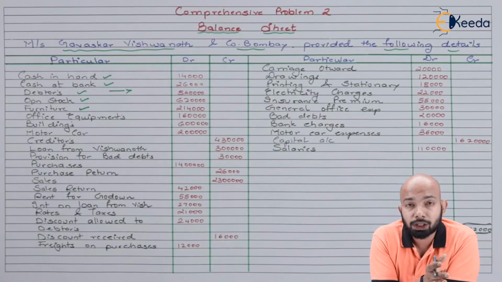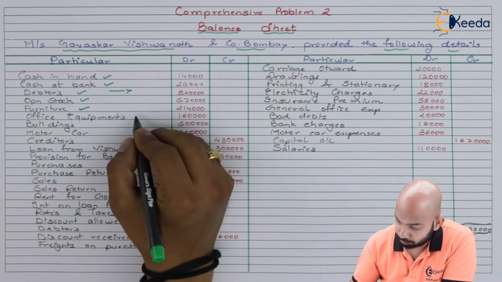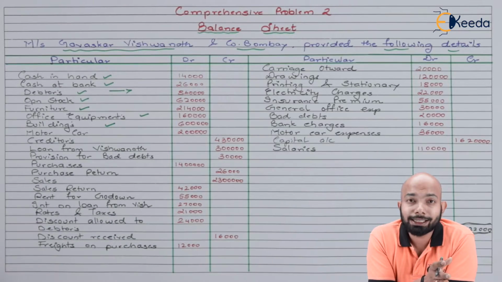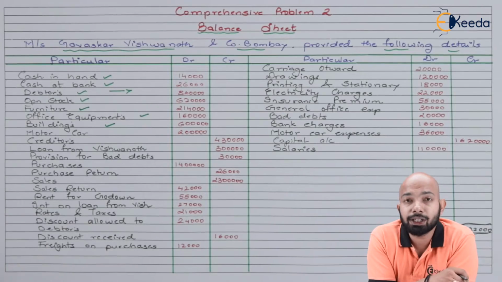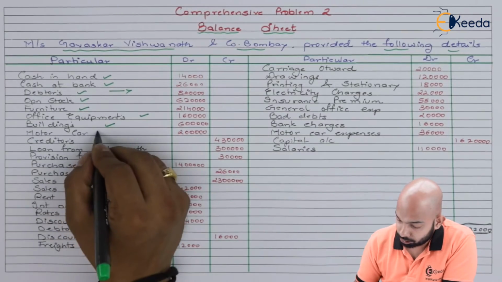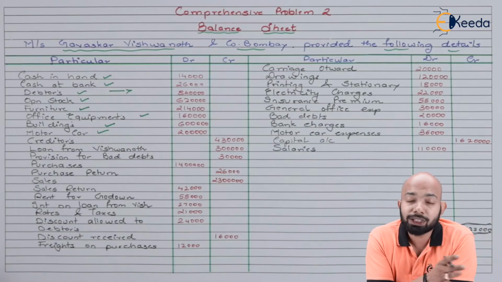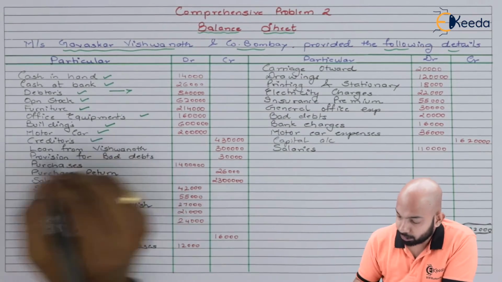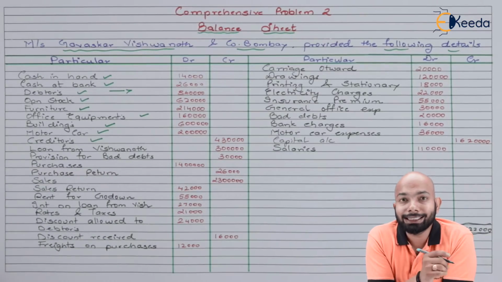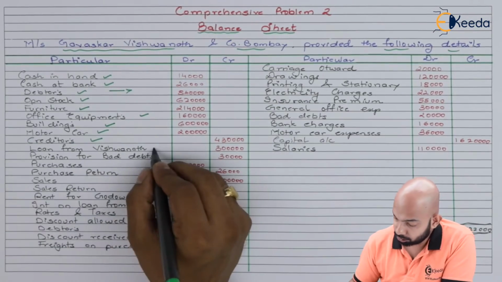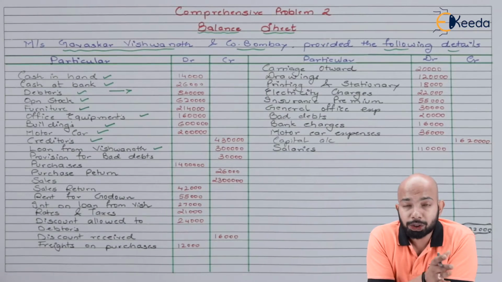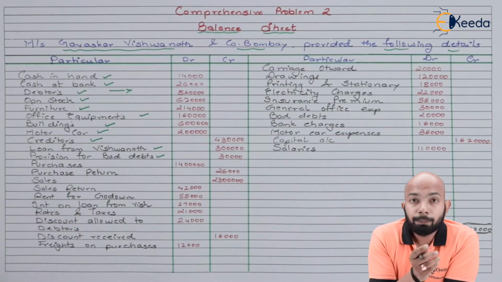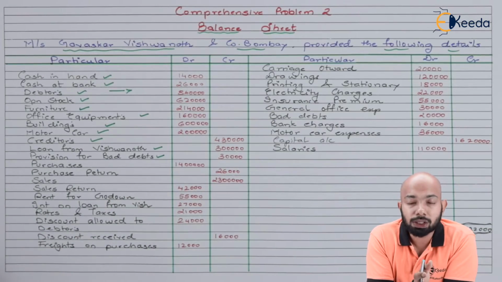Next is furniture, which is 2,14,000. Office equipment is 1,60,000, and building, which is an asset, is 6 lakh rupees. Motor car, another asset, is valued at 2 lakh rupees. Creditor balance on the credit side is 4,30,000. They have also taken a loan from Vishwanath, which amounts to 3 lakh rupees. Provision for bad debts is a 30,000 balance.